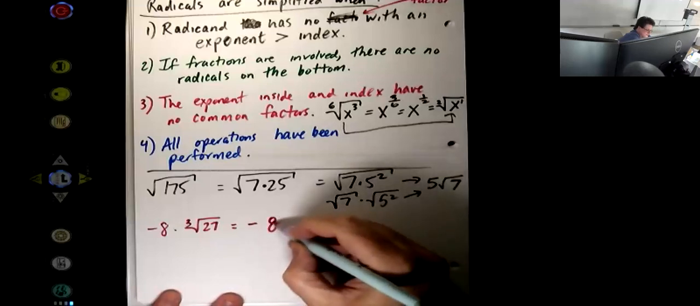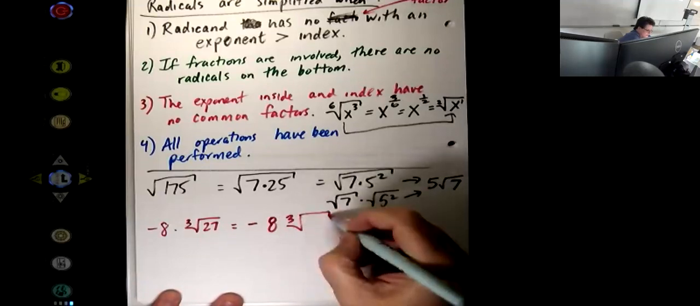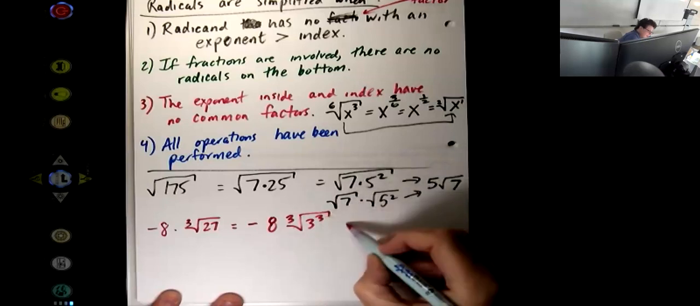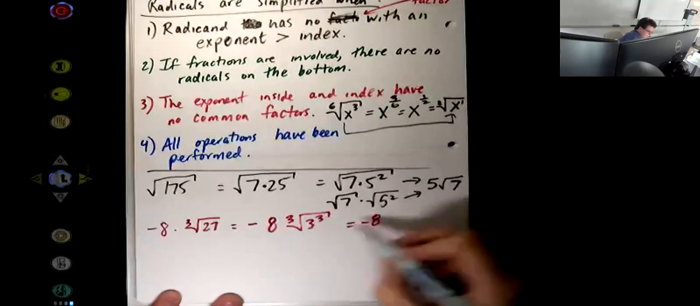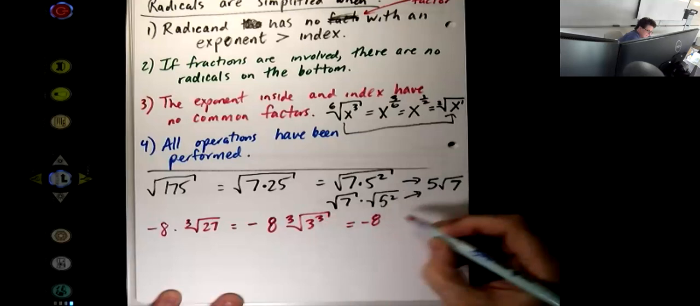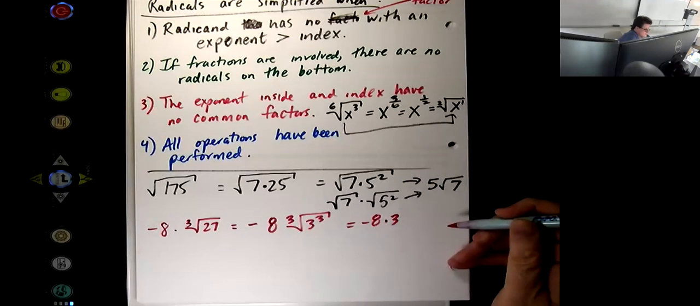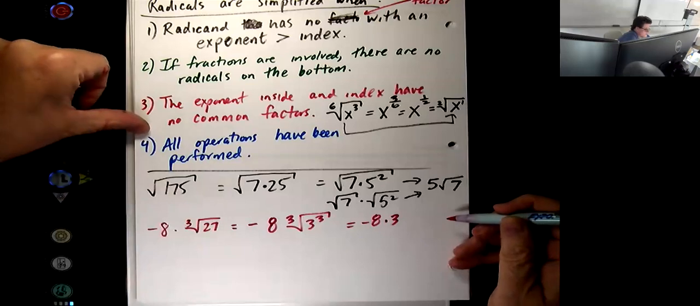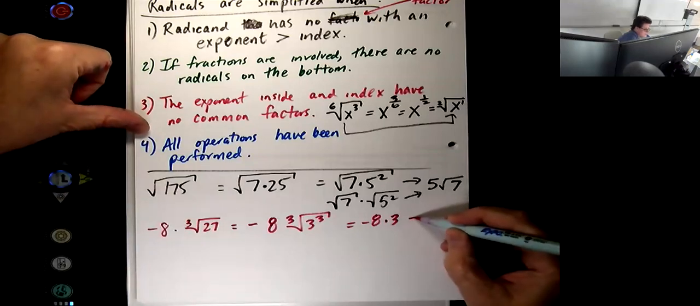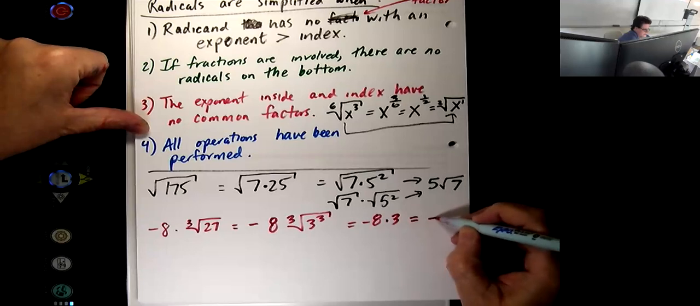This is cube root of 27. We just did that earlier. And the 3 exponent on the inside matches the index, so it can come out. We have -8 times 3. This is why step 4 is listed, all operations have been performed. You don't stop at -8 times 3, you leave it as -24.